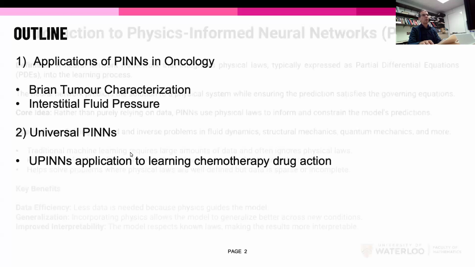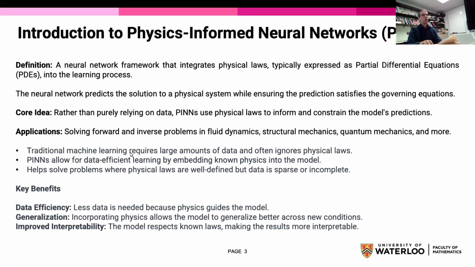Most of you must be familiar with physics-informed neural networks, but just to quickly go through it, it integrates physical laws, typically expressed as partial differential equations or ordinary differential equations, directly into neural networks. It does it by embedding these laws, and then it ensures that predictions not only fit the data, but also satisfy the governing equations of the physical systems. This results in data efficient learning, better generalization to new conditions, and improves interpretability of the neural network.